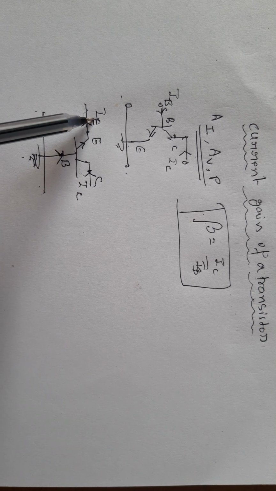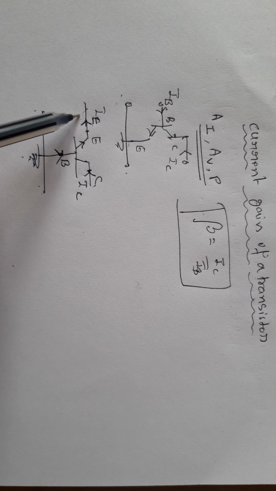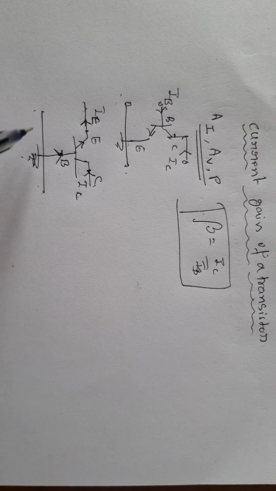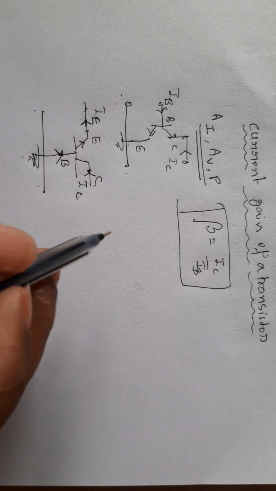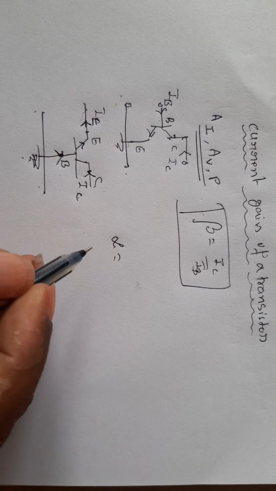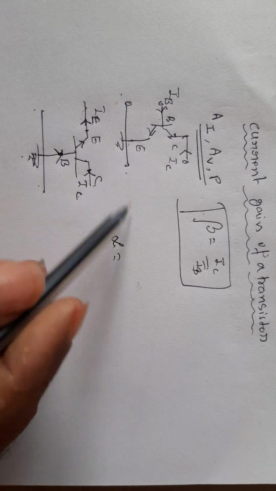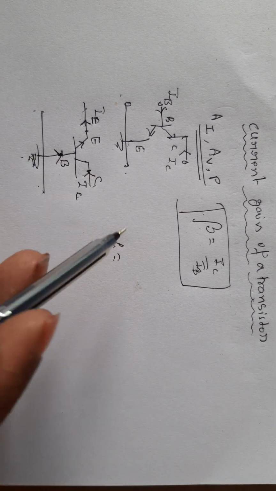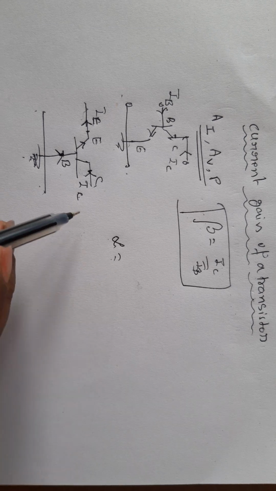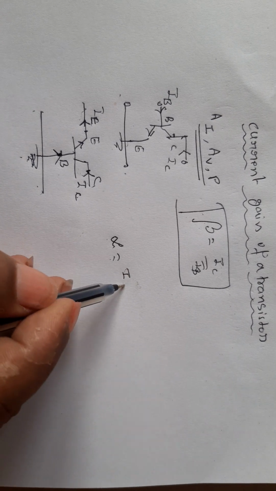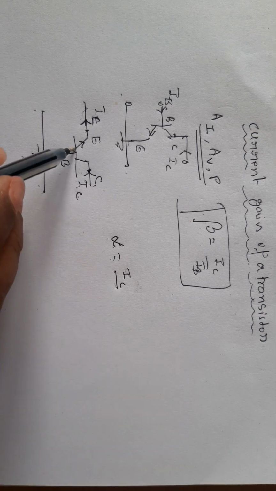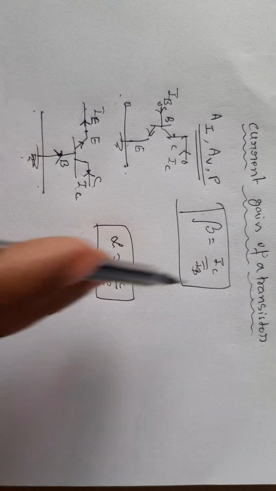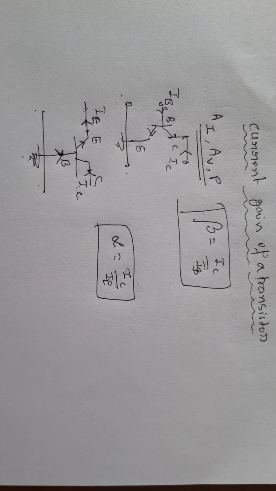By definition, gain is defined as the ratio of output by input current, IC by IE. The same current gain, but in the common base mode, is represented by alpha. The gain in common emitter mode is represented by beta. The gain in common base is represented by alpha. Therefore, it is defined as the ratio of output current, that is IC, to the input current, that is IE. Therefore, beta is IC by IB, alpha is IC by IE.